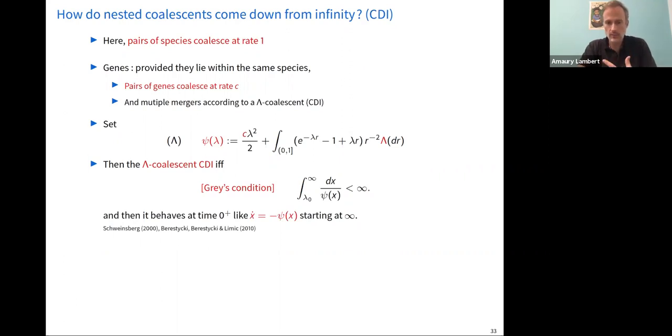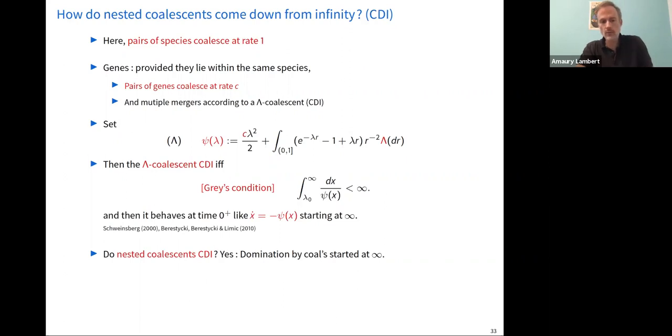So there is always, because of this integrability condition, one unique solution to this equation starting at infinity. And still there's no Shade theorem because, at least for the number of blocks, there's no randomness remaining at small times.